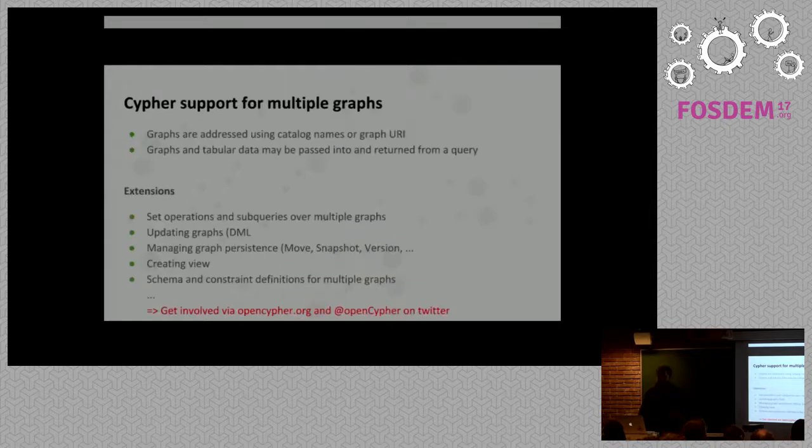There's a lot of things still up in the air. I think they will become more clear in the first half of 2018, a lot of this. Graphs are addressed using catalog names, or maybe also through some kind of graph URI. There's a lot of extensions planned here, like set operations, subqueries over multiple graphs, managing graph persistence, creating views. And I don't have the time to double click on all of that in this. If you're interested in those topics, there's a lot of material on opencypher.org to look a bit deeper, or get, of course, involved in the discussions around this on opencypher.org or via Twitter.